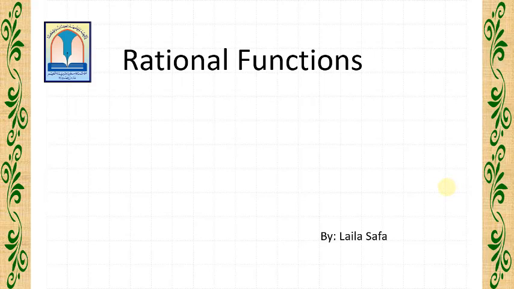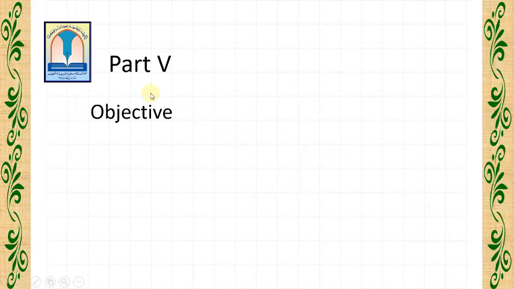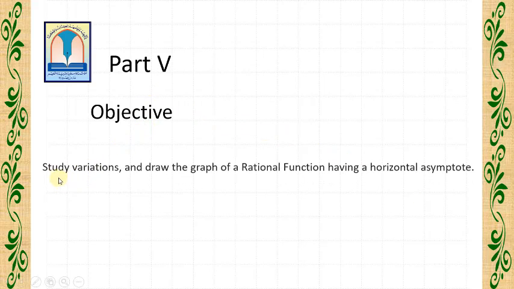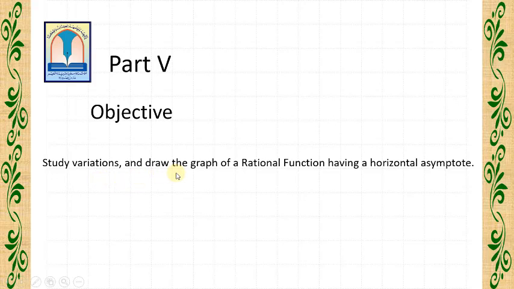Assalamu alaikum. We will continue our lesson about rational functions. Part 5 Objective: to study the variations and to draw the graph of a rational function having a horizontal asymptote.